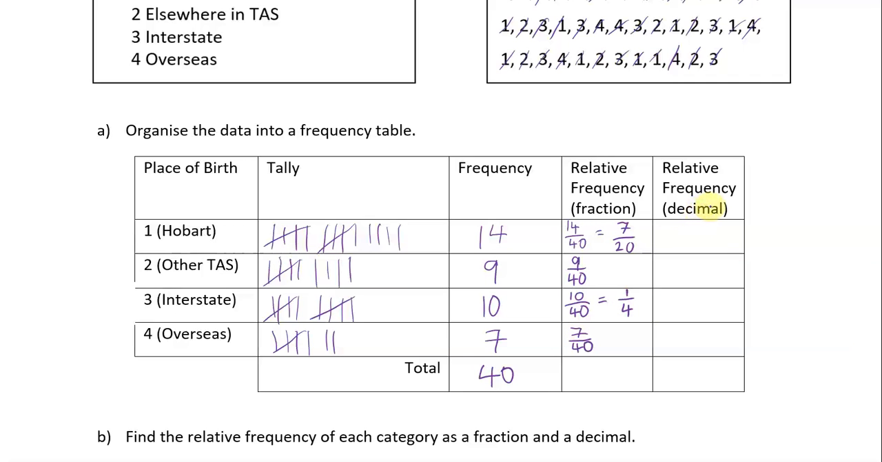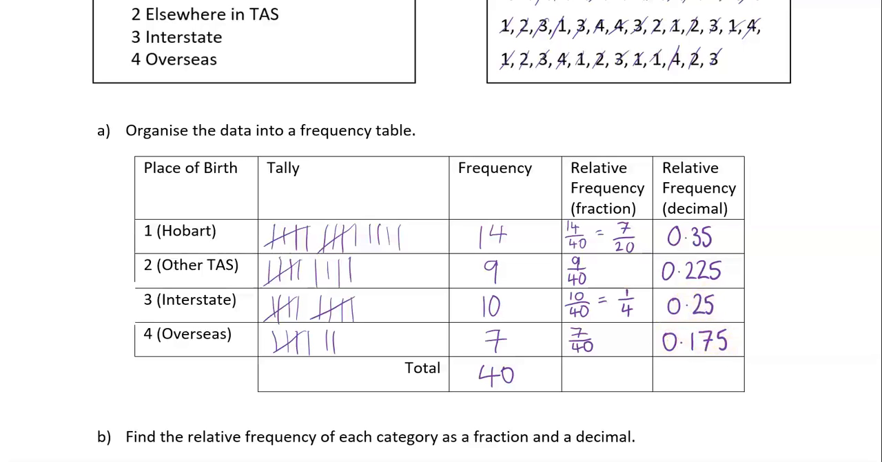Calculate them now as decimals. The way that we do this is we enter the frequency divided by the total number of trials, and we write that as a decimal. So our first one is 7 divided by 20. As a decimal is 0.35. The relative frequency of people born other places in Tasmania, 9 out of 40, that's 0.225. The relative frequency of people that were born interstate is 0.25. And the relative frequency of people who were born overseas is 0.175.